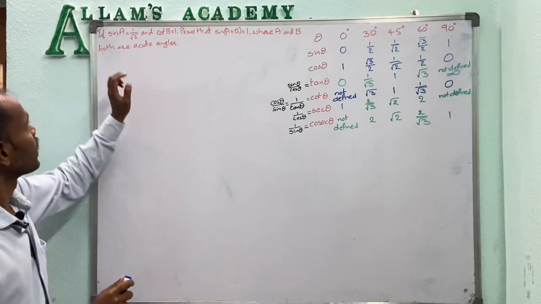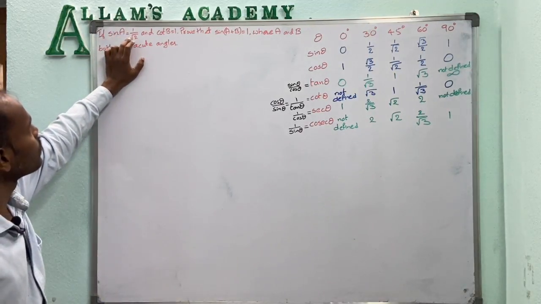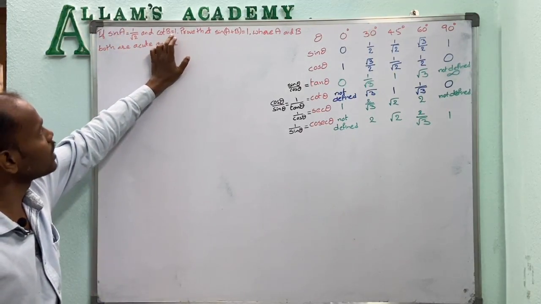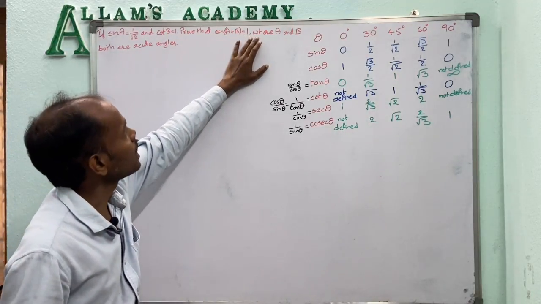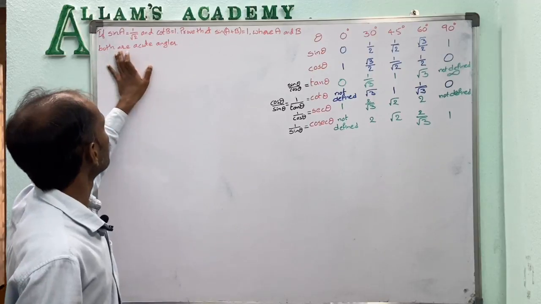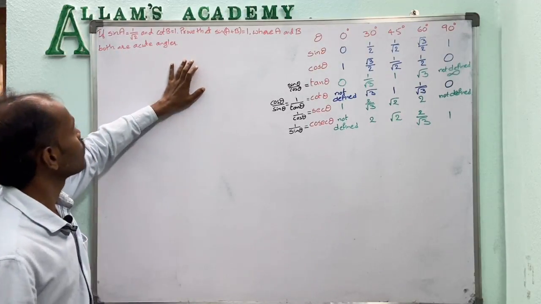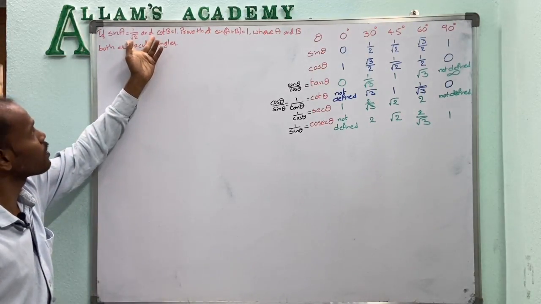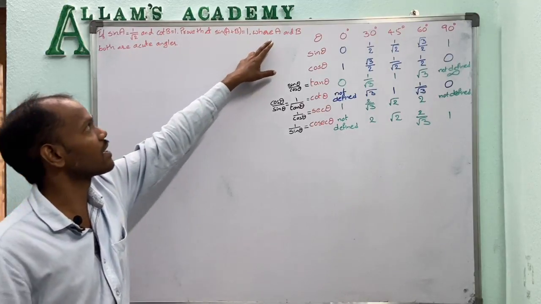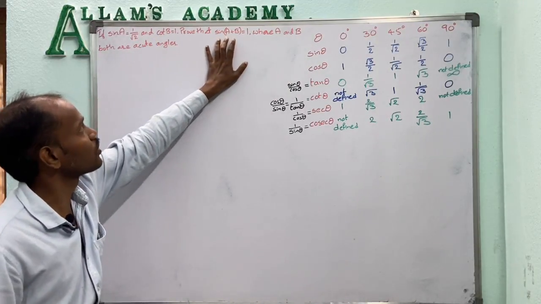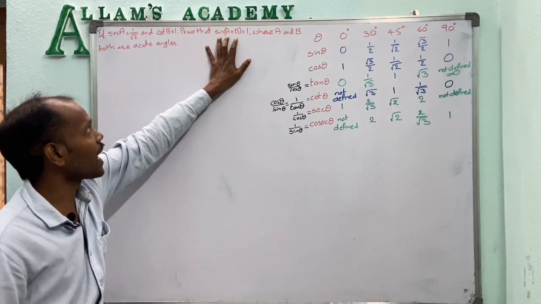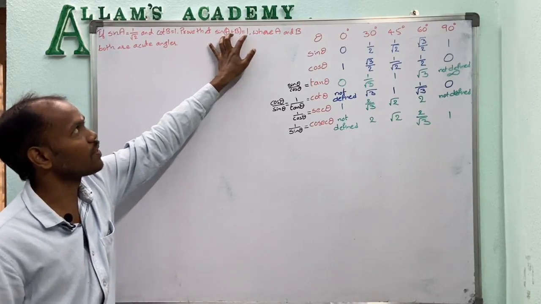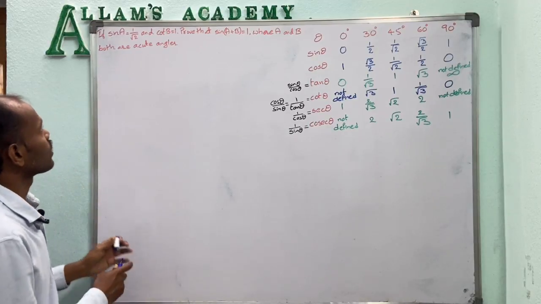So here it is given: if sin a equals 1 by root 2 and cot b equals 1, prove that sin of a plus b equals 1, where a and b are both acute angles. From the given information we have to find the angles a and b. Then we substitute the two angles, add them and apply the sin ratio, and we have to get 1. That is the question given.